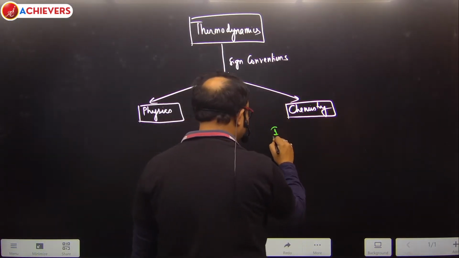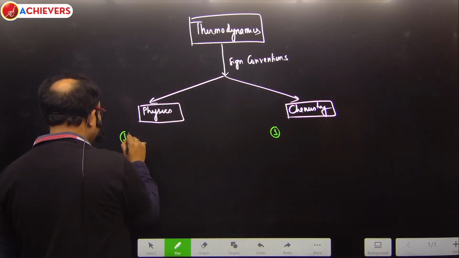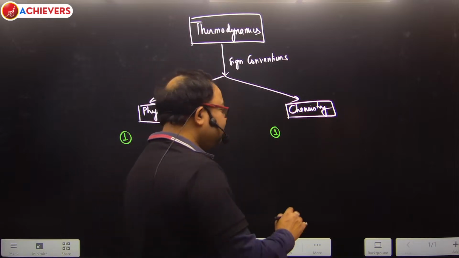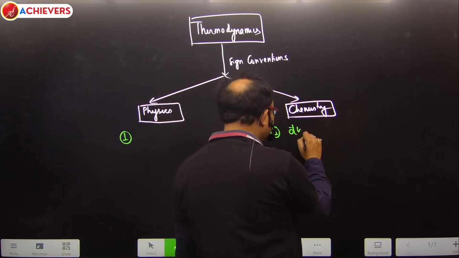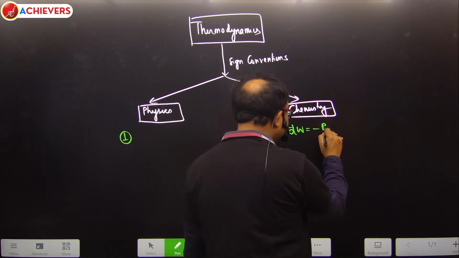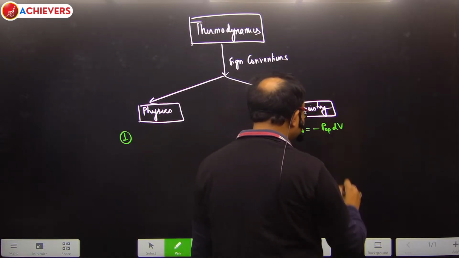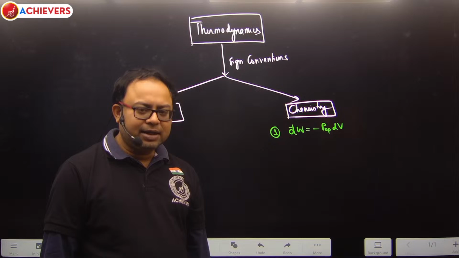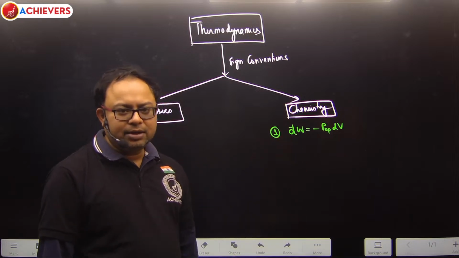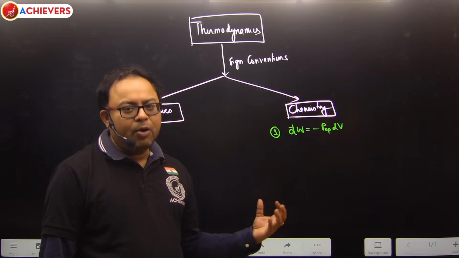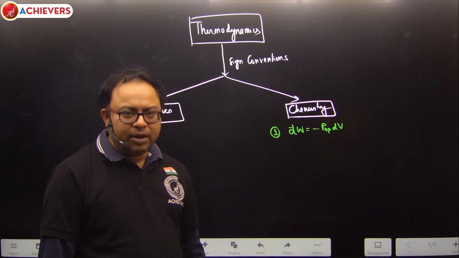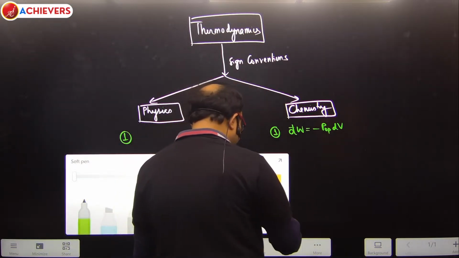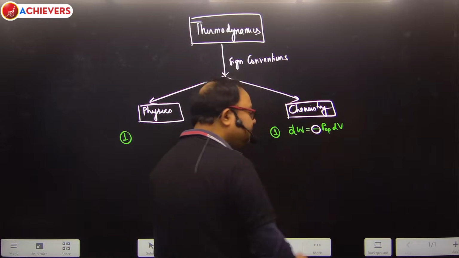Number one, in chemistry, work is defined as, what is the path function? It is defined as d cut W equal to minus POP dV. POP is the opposing pressure, dV is the change in volume, d cut W is the amount of work done in an infinitesimal amount. But it appears with a negative sign.